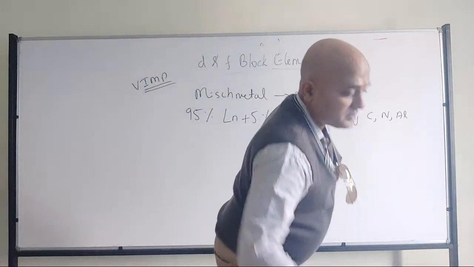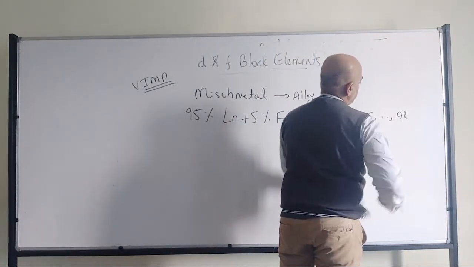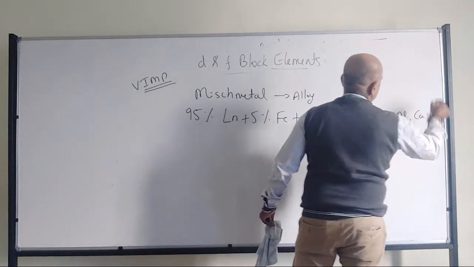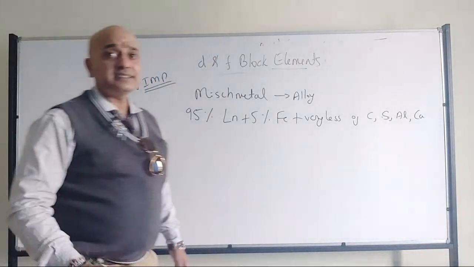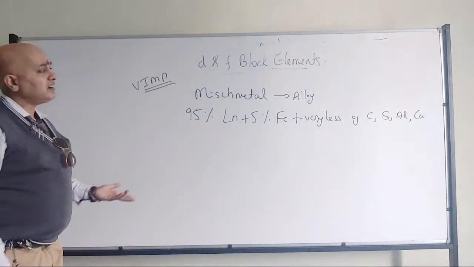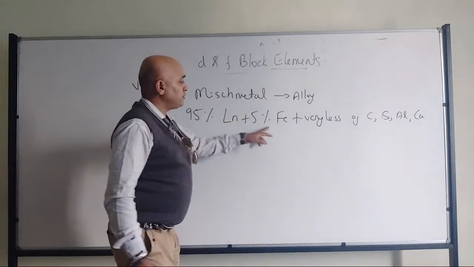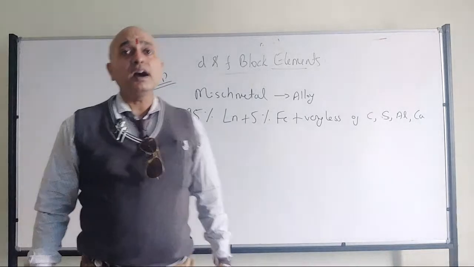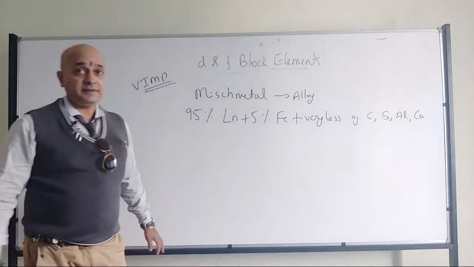Okay, so instead of nitrogen, it should be sulfur. Sulfur can be the better one. Even calcium can be included. Yes, some very less, negligible amount of sulfur, aluminium, calcium or carbon will be added. But the major amount is lanthanides and 5% of iron. So these are the composition of mish metal.